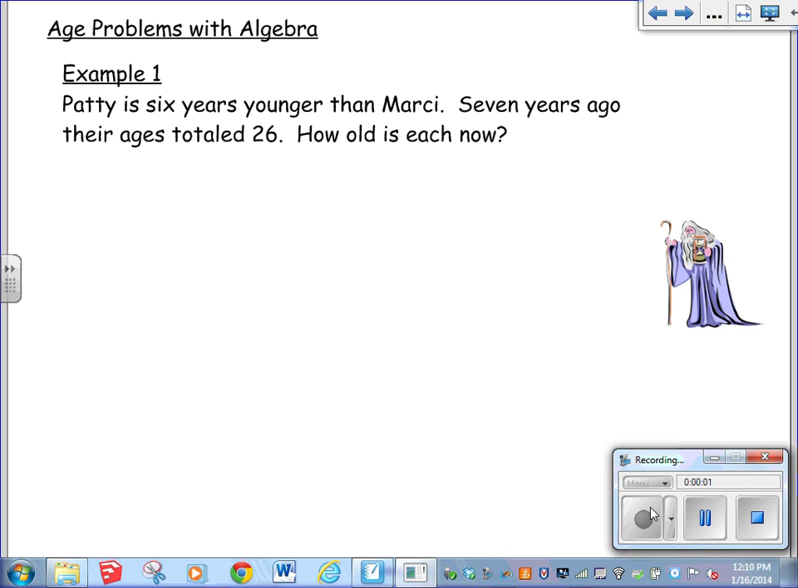Today we're looking at age problems. Your note sheet's already dated for you. It's Thursday, January 16th. These age problems are really, I think, quite a bit of fun. All right. So here we go.